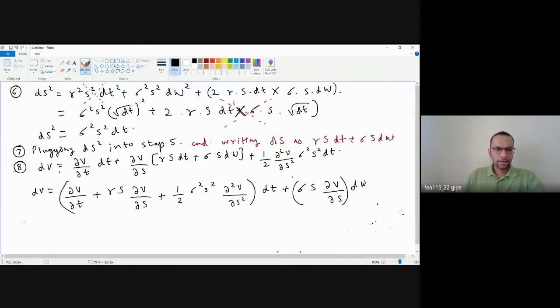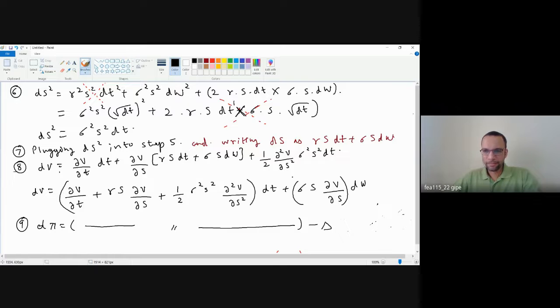So now I can write d pi is equal to, so I just put a big bracket around this just to avoid any typing effort. This would be as it is, minus delta into rs dt plus sigma s dw. Now let me just expand this because I need to cancel out a few terms or maybe combine them together. So now let me just erase step 6 and do step number 10 there.